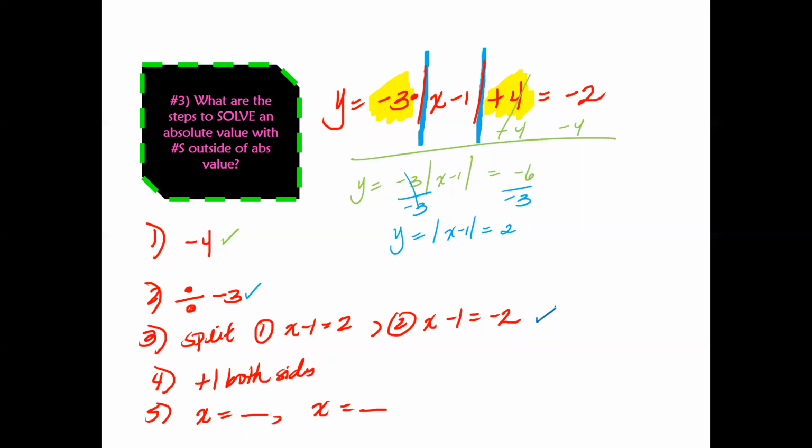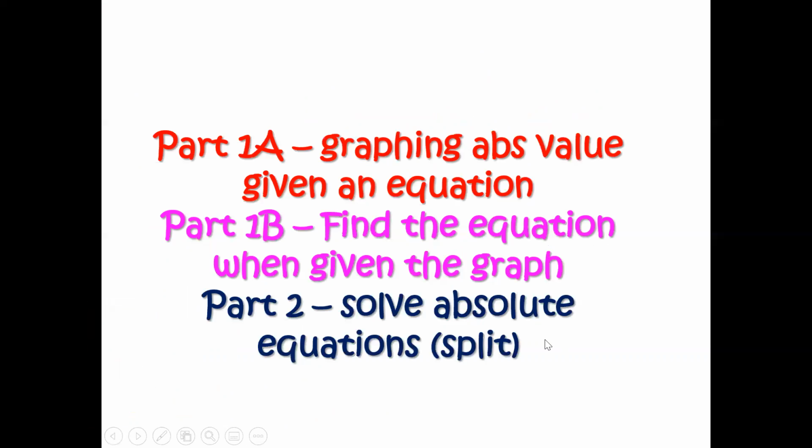Step 3. Now we're going to split the equations. You have x minus 1 equals +2, and x minus 1 equals -2. Step 4, add the 1 on both sides. First one, x equals 3 is your first answer. And then x equals -1 is your second answer.